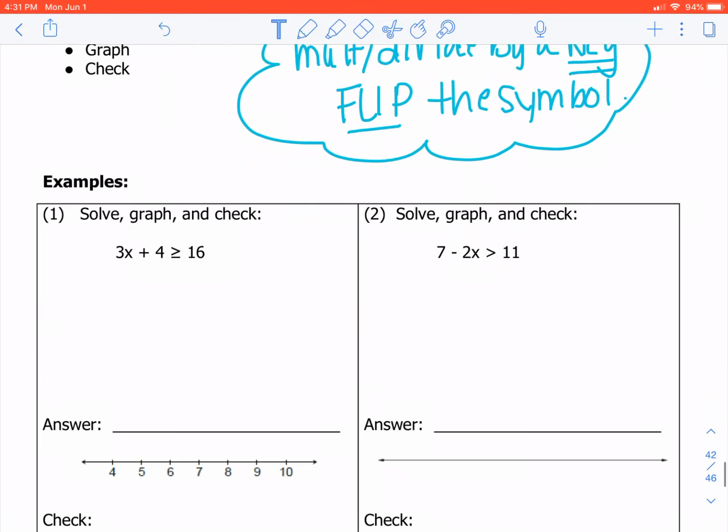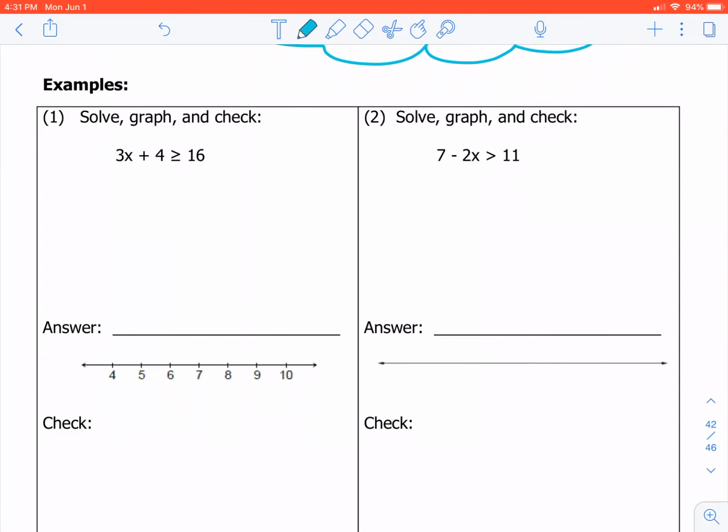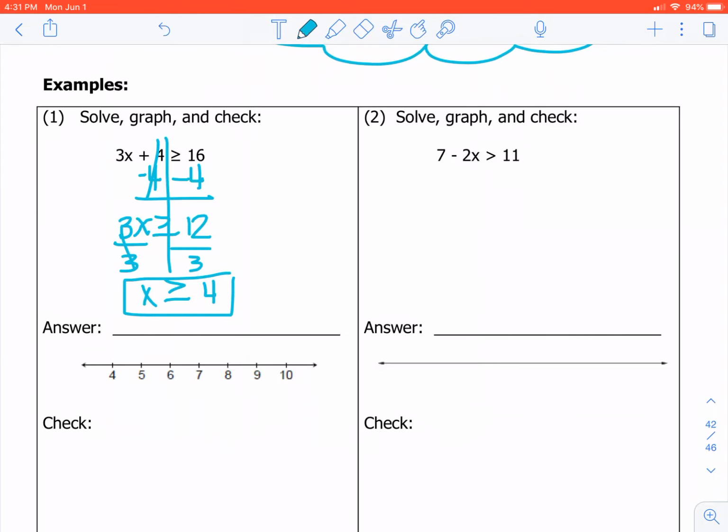So let's start off with example number 1. Okay, so I'm going to solve this exactly like if I was solving a two-step equation. I'm going to get rid of the 4 first by subtracting. So 3x is greater than or equal to 12. 16 minus 4 is 12. Now I'm going to divide both sides by 3. So x is, oh, see, I even did that. Not equal to, it's greater than or equal to 4. That's one of the biggest mistakes kids make, and teachers apparently. So x is bigger than or equal to 4.